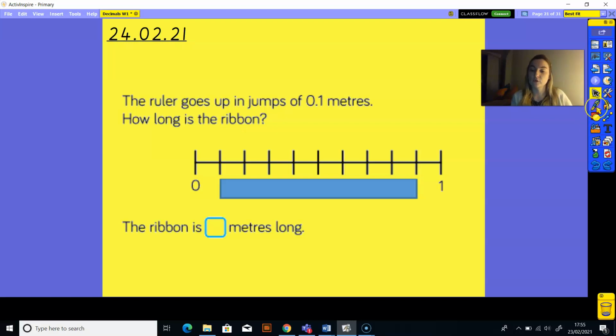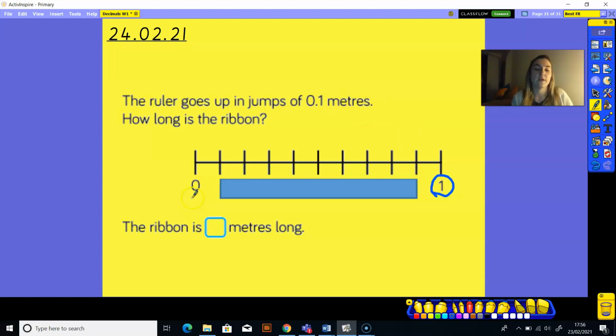So here we have got a ruler. So remember how we said we noticed that on a ruler, a centimetre has 10 millimetres and it counts up in those increments each time. So let's have a look here and try and measure this piece of ribbon. So the ruler goes up in jumps of 0.1 metres. So here we've got our whole number and we have got our 0 here and we know that it counts up in 0.1. So we've got 0.1.